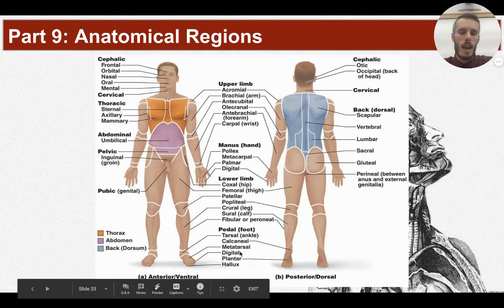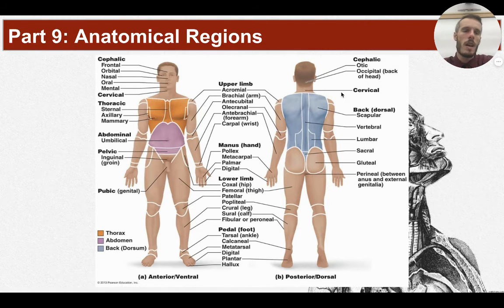All right, then we move down to the foot. So the tarsal region is your ankle. And then we get to calcaneal, which is your heel. Metatarsal, just like with your hand, the metatarsal is going to be the top of your foot. And then the underneath portion of your foot is plantar. And then your big toe or great toe is called hallux.